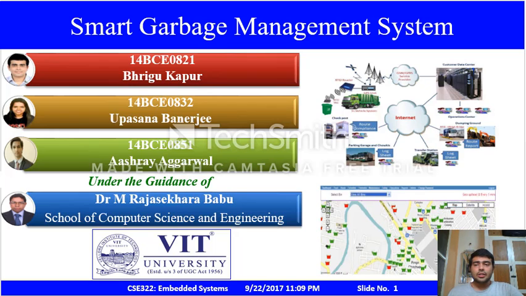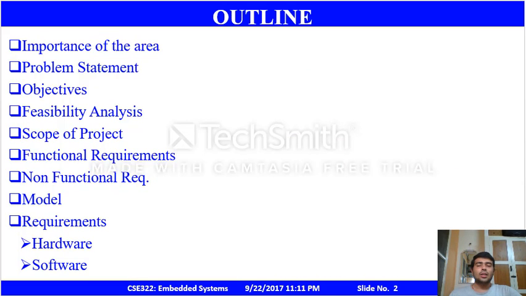So here is what we're going to show, what we're going to do with this project. Here is a basic outline of how this presentation will function. First, we're going to tell you about the importance of this area. Second, describe what the problem statement is and what is the need for this project in the world that we live in. Third, what do we intend to achieve out of this project. We're going to show you then a feasibility analysis of why we think that the way we are implementing this project is feasible for the stakeholders of this project.